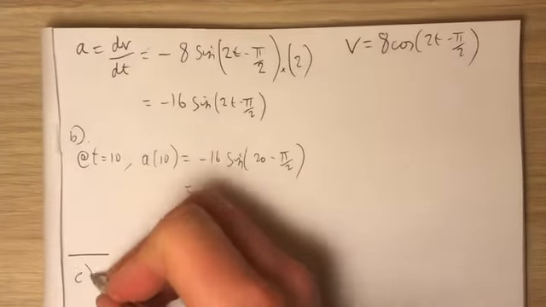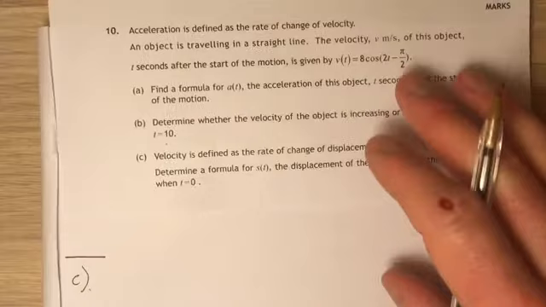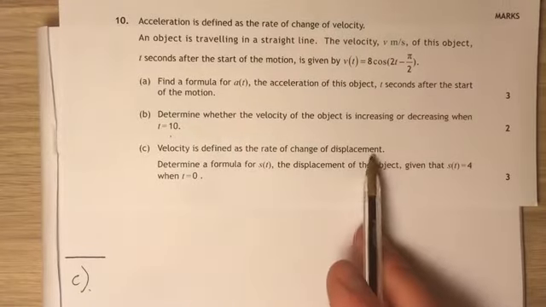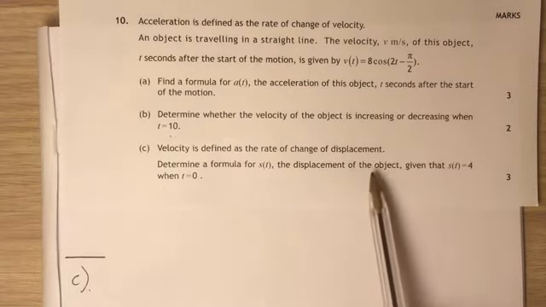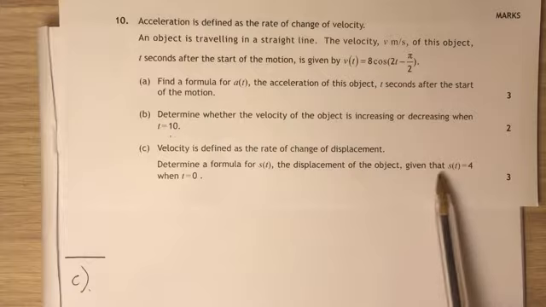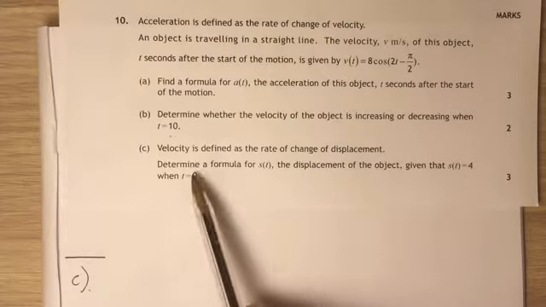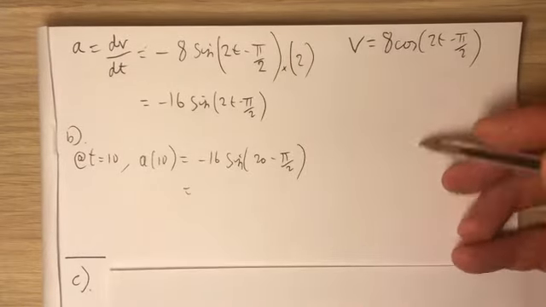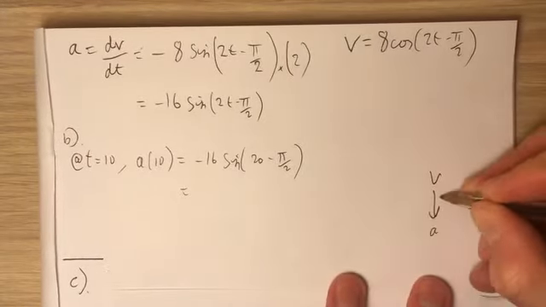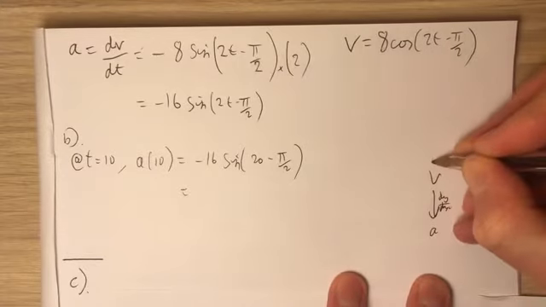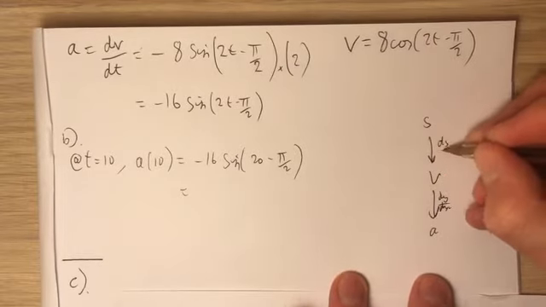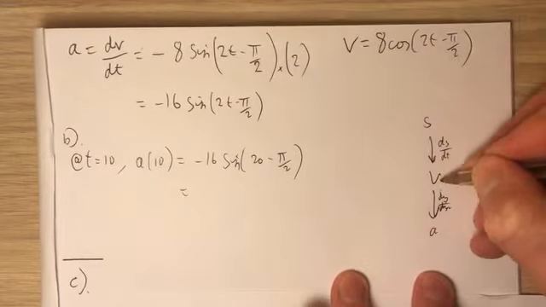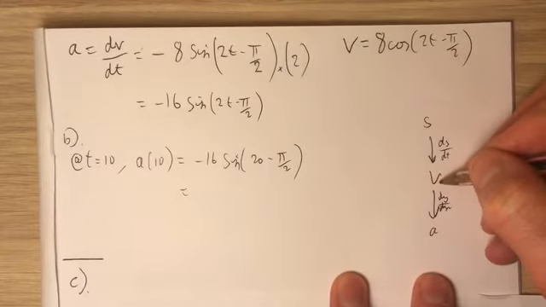Right. Part C. Velocity is the rate of change of displacement. We know that. Determine a formula for displacement of the object given that s of t, that's distance, displacement, is 4 when t is 0. Okay, so we already went from velocity, differentiated to get acceleration. All we're doing now is going backwards to get displacement. Differentiating displacement would give me velocity, the rate of change of position.